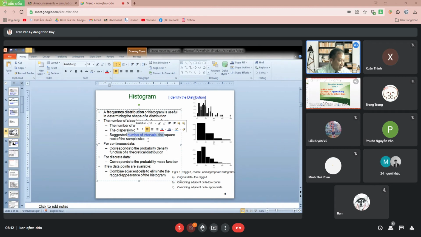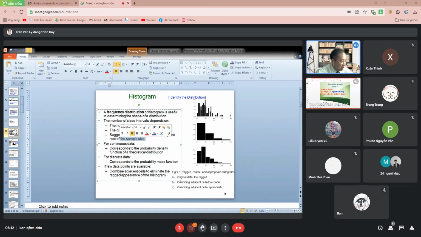The number of intervals is the square root of the sample size. Just take the square root of the sample size, where sample size is like the number of replications. Later we will focus on this. Square root of sample size, the square root of n.